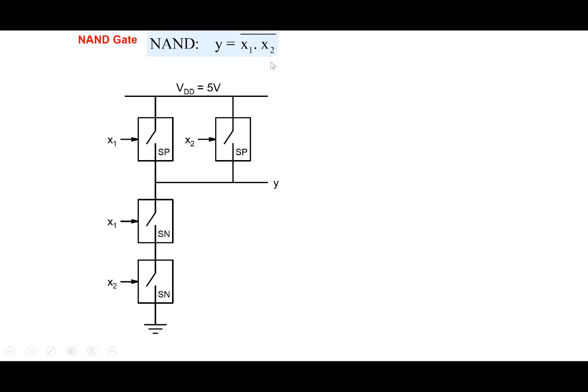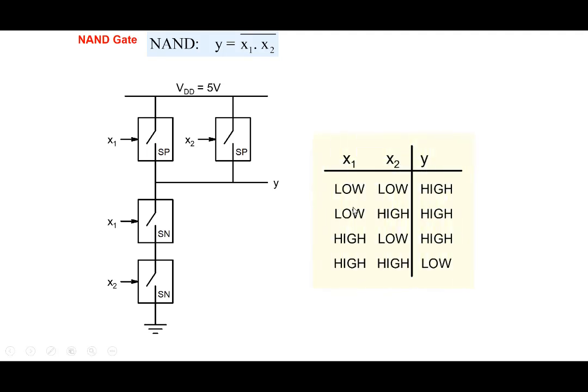X1.X2 bar, a NAND gate. We can build a NAND gate because it is X1.X2, so we connect two of the switches in series here. When you want to perform X1.X2, which is an AND operation, we connect them in series. And then for the other network, if these two are in series, then these two become parallel. So it's a complementary form of circuit here.